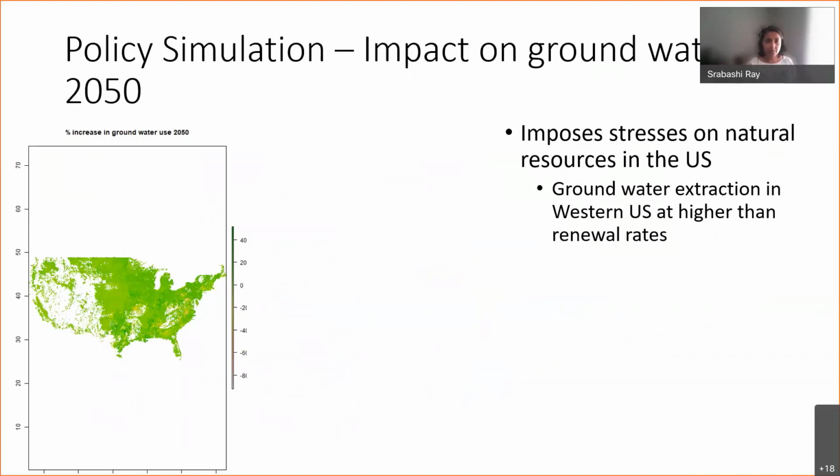So here are some of the simulation results. On the left, the first map shows the predicted changes in groundwater use in 2050. As you can see for Western USA, because Western USA is currently anyway highly reliant on irrigated agriculture, further increases in groundwater extraction could lead to groundwater use at rates much higher than the renewal rates of these aquifers and lead to collapse of these underlying aquifers.